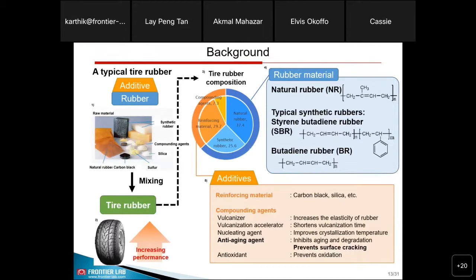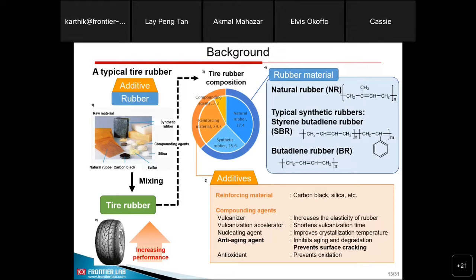Okay, the first example that I'm going to share is the characterization of tire materials. As we all know, a typical tire consists of rubber and additives. Okay, they're mixed in appropriate composition, which leads to producing this tire. If you look at the pie chart, it will have natural rubber close to 40%, then synthetic rubber that can be around 25%. Then you have reinforcing material and also other compounding agents.